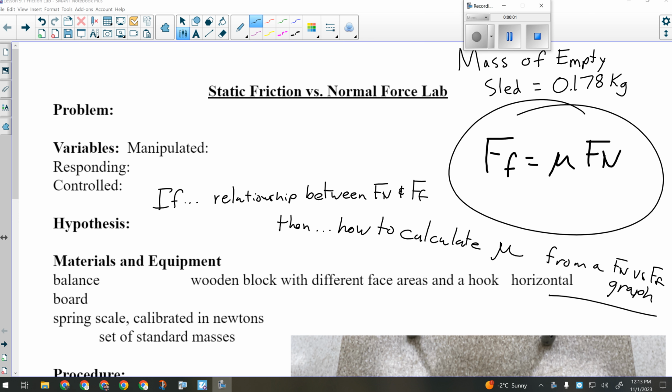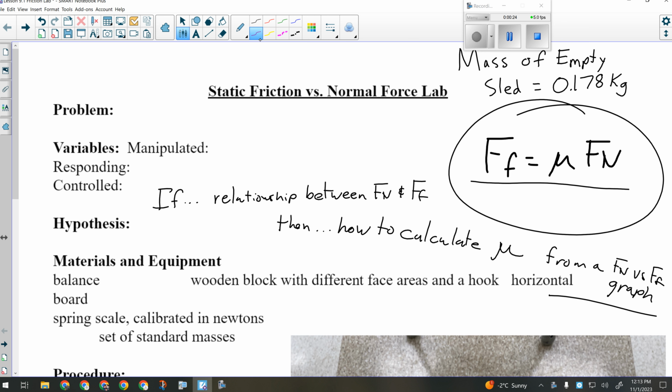All right, so the lab we're going to be working on here, guys, is going to test the relationship in this formula. The force of friction is mu times the normal force. That's the relationship that we're trying to test. To that end, we are going to use an inclined plane to do that.